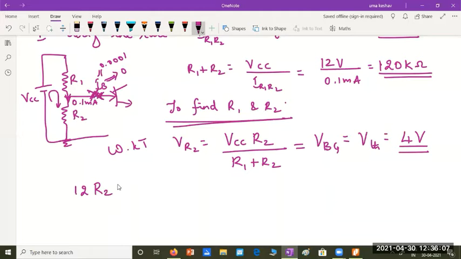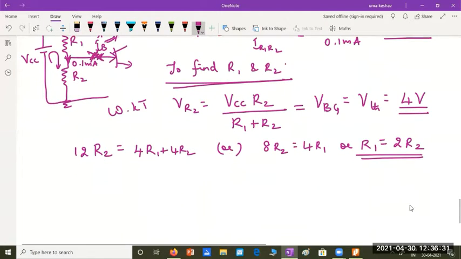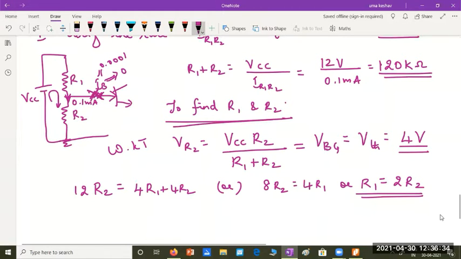VCC is 12 volts. 4R1 plus 4R2, or if I bring R2 to the left hand side, 8R2 is equal to 4R1, or in other words, R1 is twice R2. Correct? Please verify. When I'm doing it here, there may be small mistakes. Just verify once. Is that right? Yes, ma'am. Okay.